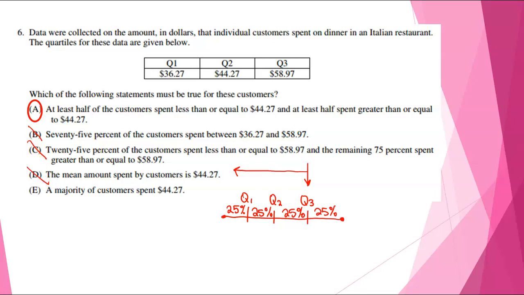And then the last one, a majority of the customers spent $44.27. That's saying right here that a majority of the customers spent $44.27, and we do not know that. That is not true. We just know that the median is $44.27. So E is not correct either.